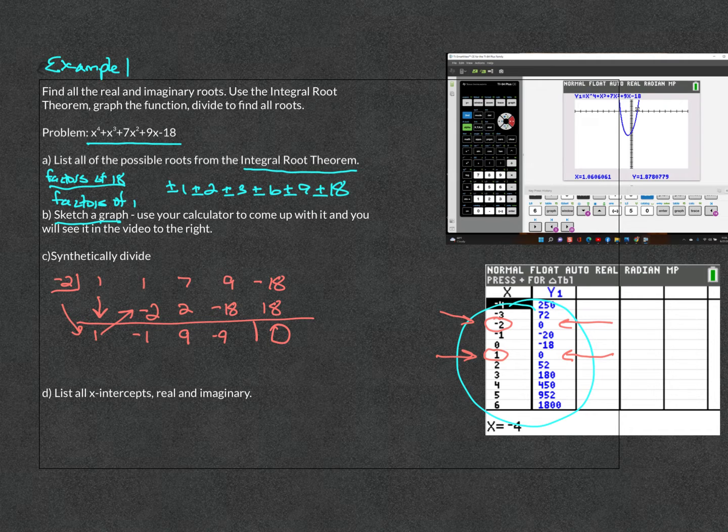Now, let me make that a little smaller for just a second.